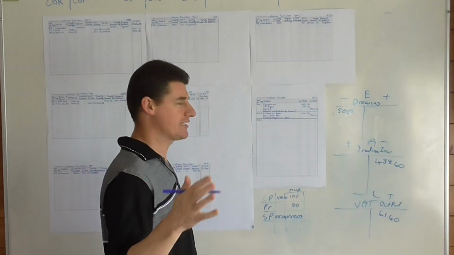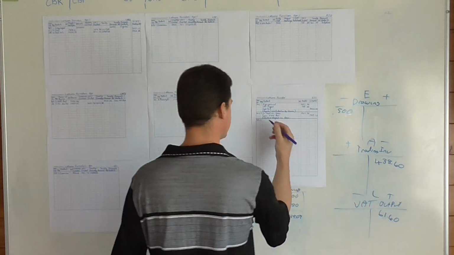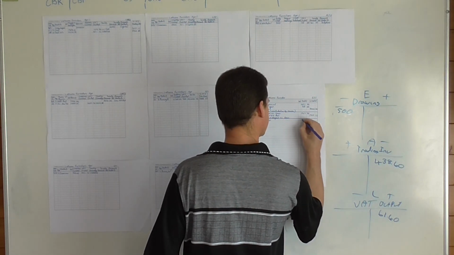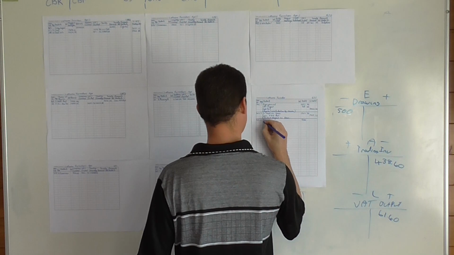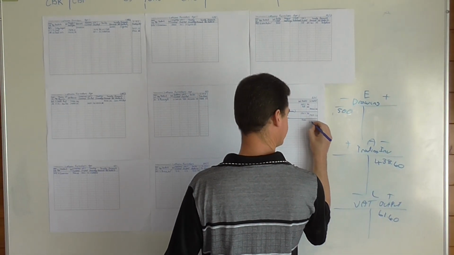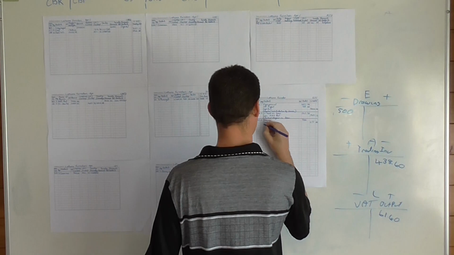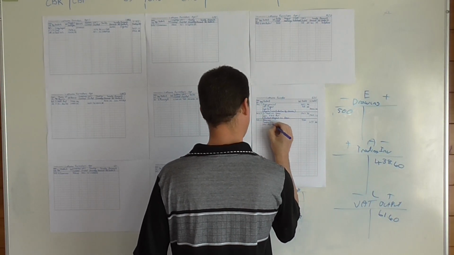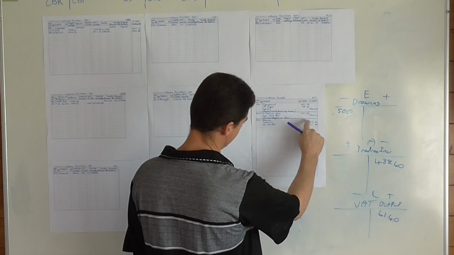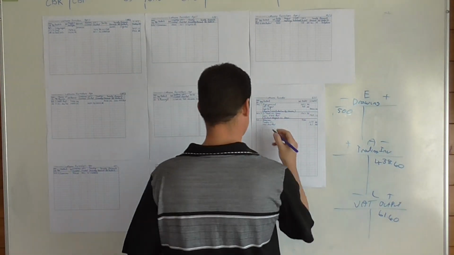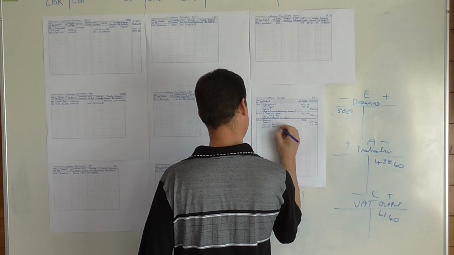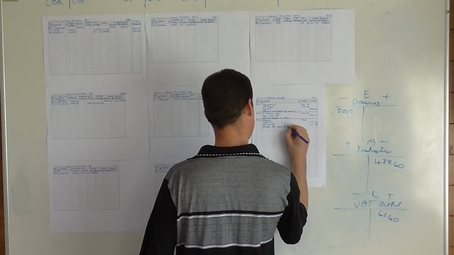And once again, remember what I said, it's good practice to do your debits first and then your credits. So drawings, 500. Trading inventory is a credit, and that'll be 438.60, and then VAT output, 61.40. And obviously your credits must be equal to your debits, so that's done. And a little description: owner took goods for personal use.